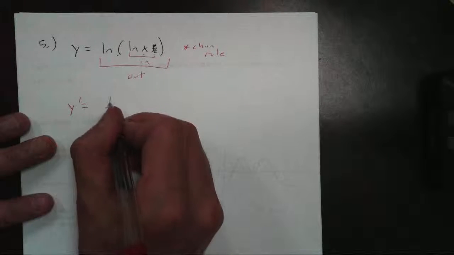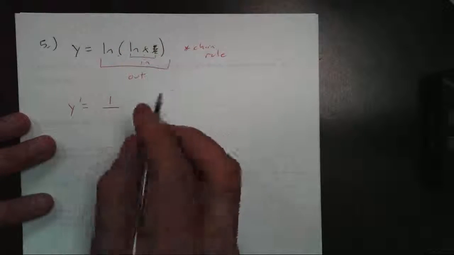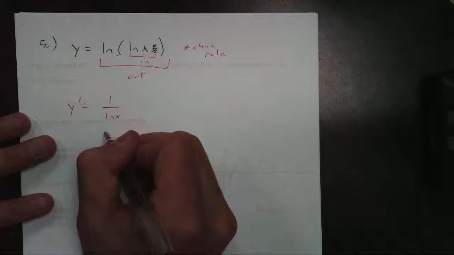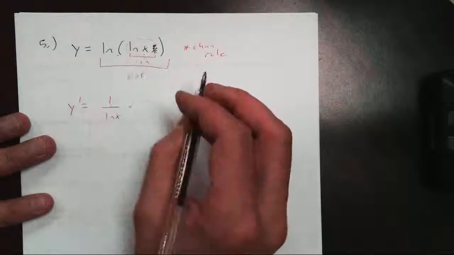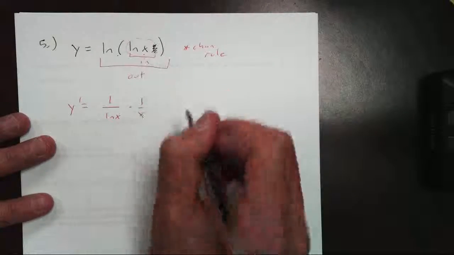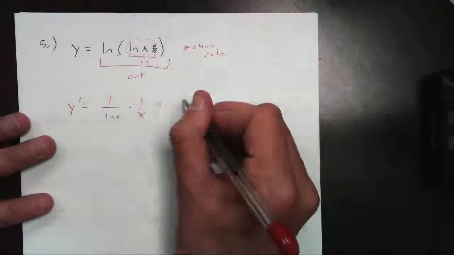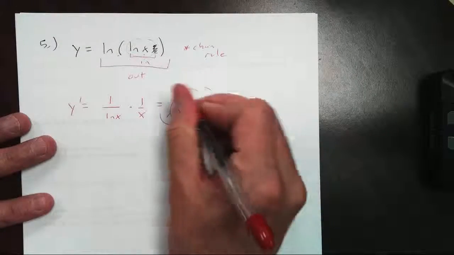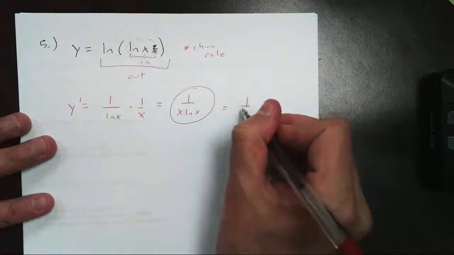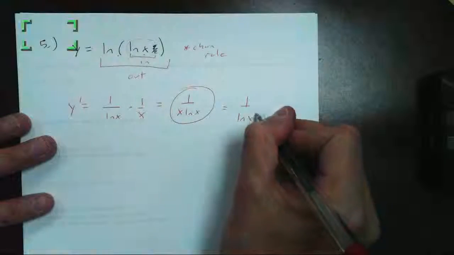So it's going to become 1 over the inside, the natural log of x, times the derivative of the inside. The derivative of natural log of x by itself is 1 over x. And there's our answer. So I could write this as 1 over x natural log of x. Or, if I'm going to be really brave, 1 over the natural log of x to the x.